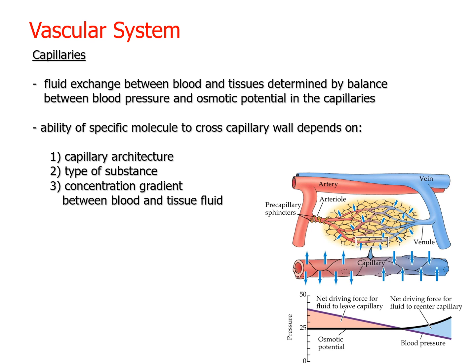The ability of any particular molecules to cross the wall of the capillary depends on these three factors: the capillary architecture at that point in the body, it can vary, as you know now; the type of molecule we're talking about; and the concentration of that molecule, its distribution on either side of the wall of the capillary, between the blood and the interstitium, or the tissue space.